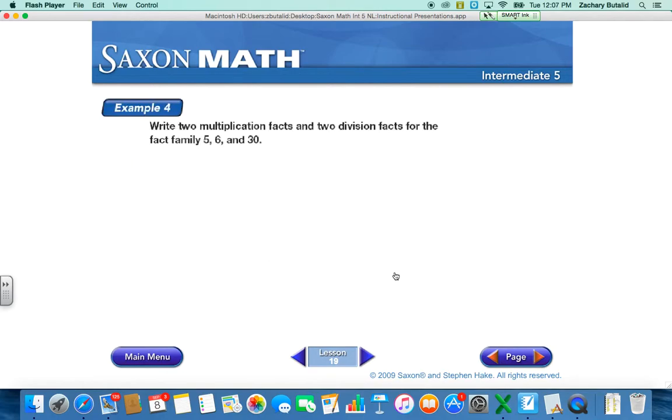And example number 4 is we need to write 2 multiplication facts and 2 division facts for the fact family of 5, 6, and 30. Okay. So what are we going to look at? 5 times 6 equals 30, and then 6 times 5 equals 30. It looks something like this. All right, so write these. Well, when you write a fact family, you have to write how all these numbers relate to one another, okay, in multiplication and division.